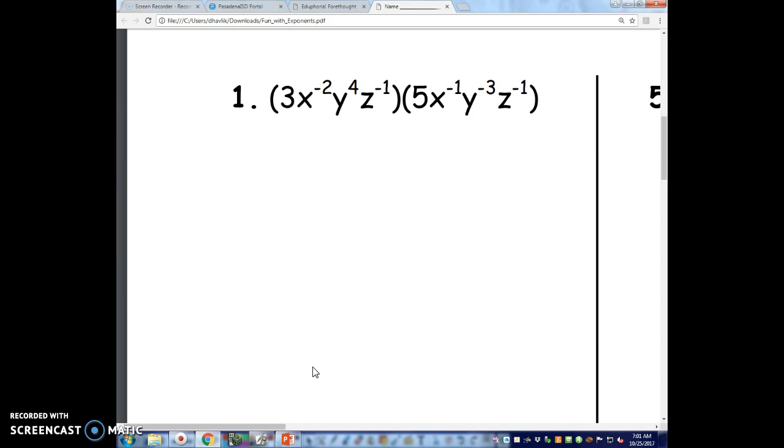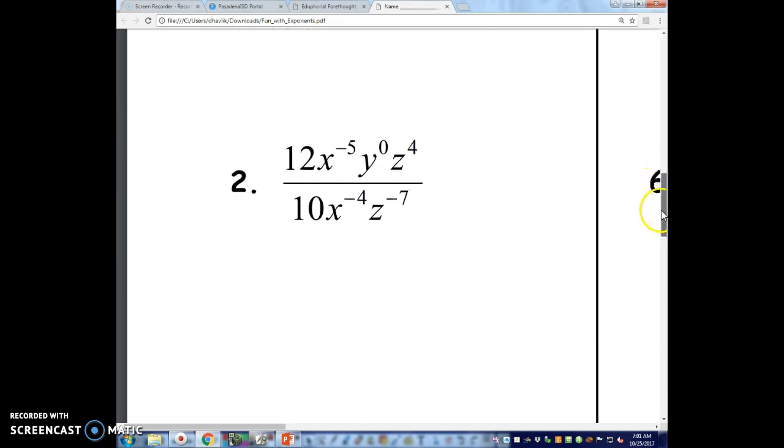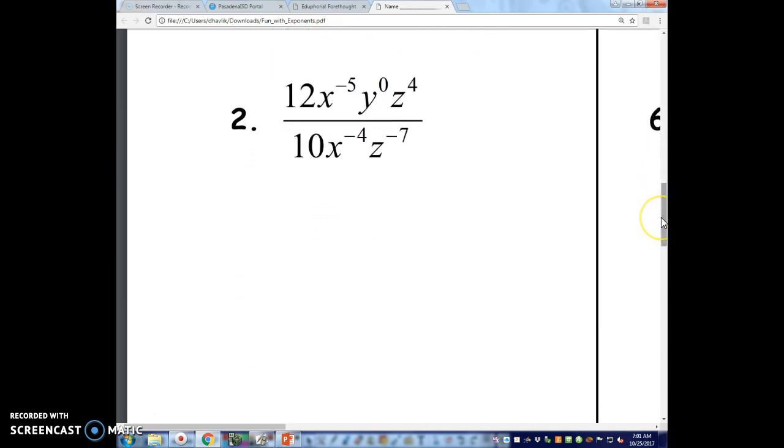Now, let's look at number 2. For this example, there's one really big thing I want you to notice, something that's crazy easy. What do you see there that's crazy easy that we automatically know what it is? What do you notice about that y? It's being raised to the 0 power, right? So what does that y become? 1. Just 1.